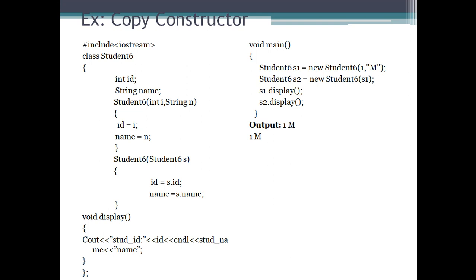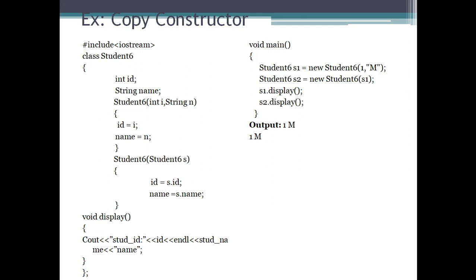And new is a keyword, an operator which is used to create an object for a given class. Since Student6 is a class that accepts two parameters, one of integer data type and another of string data type, it is going to allocate the values for object S1, but the same S1 value we are copying into the S2 object.